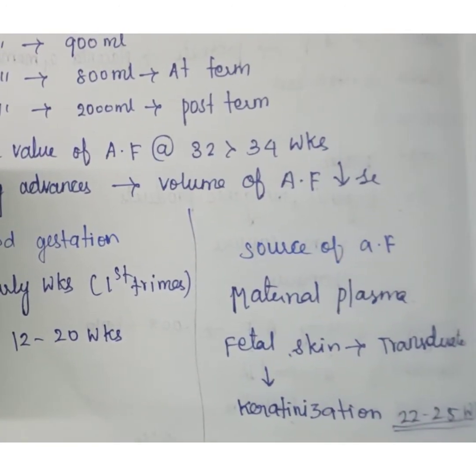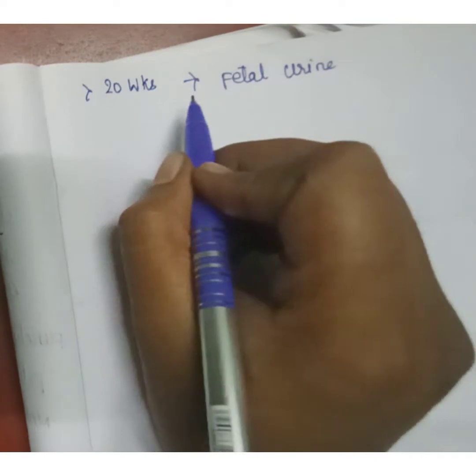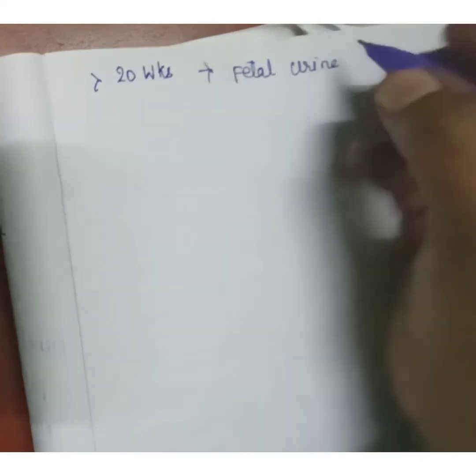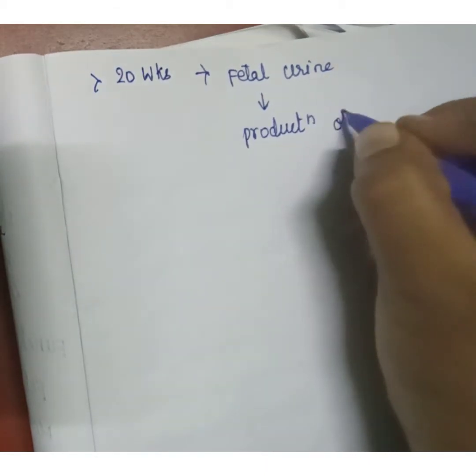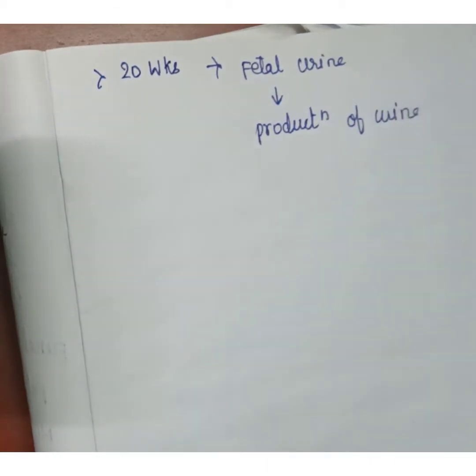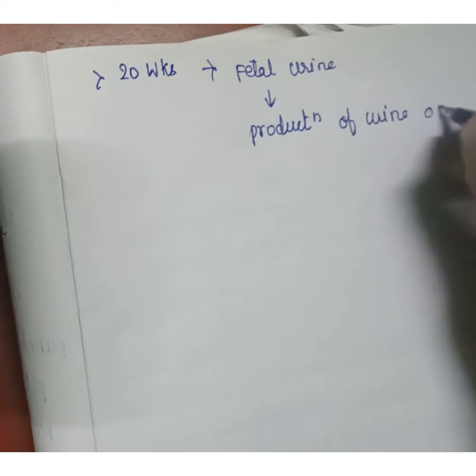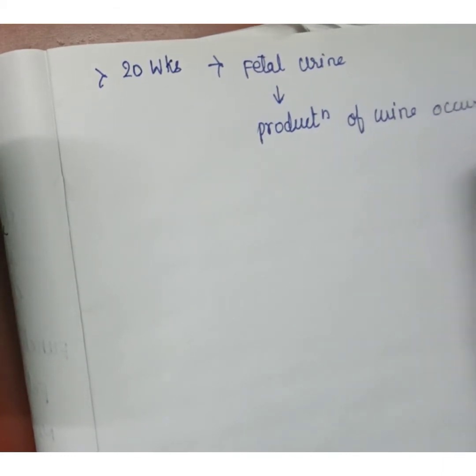Next, more than 20 weeks the source is fetal urine. Here, production of urine occurs at 12 weeks. Production of fetal urine occurs at the 12th week of pregnancy.